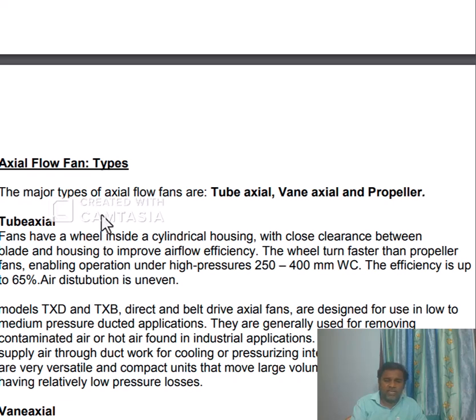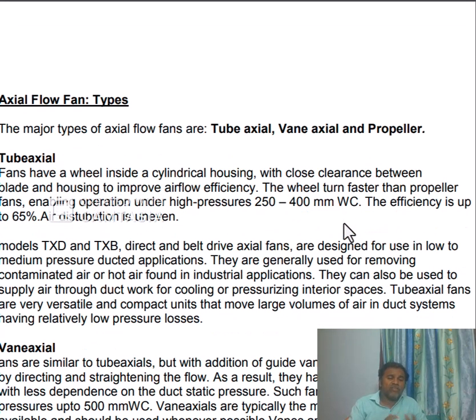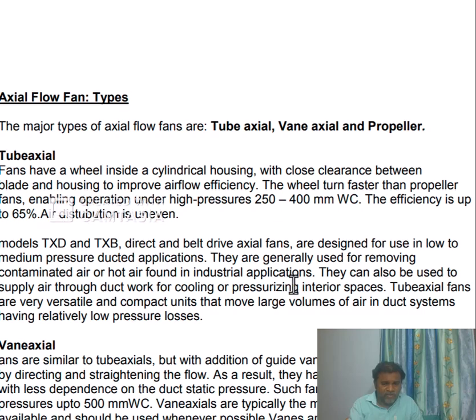Coming to the next one, the fan types that come under axial flow. Axial fans types are tube axial fan, vane axial fan and propeller fan. What is the tube axial fan? It is housed inside a cylindrical housing in which there is clearance between the blade and housing, and mainly it operates at a high pressure of 250 to 400 water column, and efficiency generally for fans will be 65% to 70%. I will show you the fan types also, and you try to understand what the different types are right now.